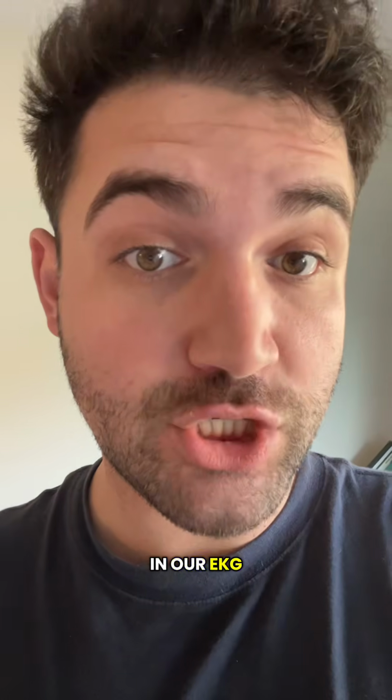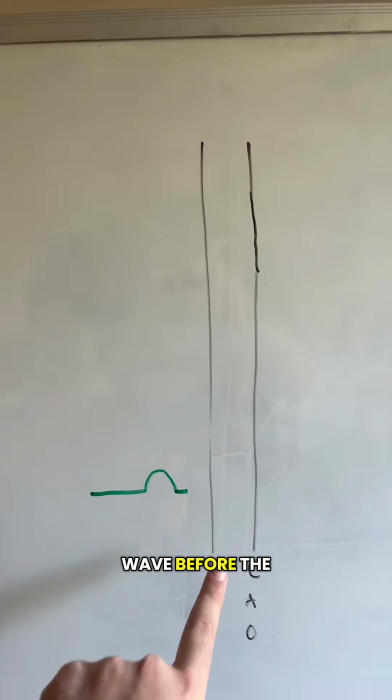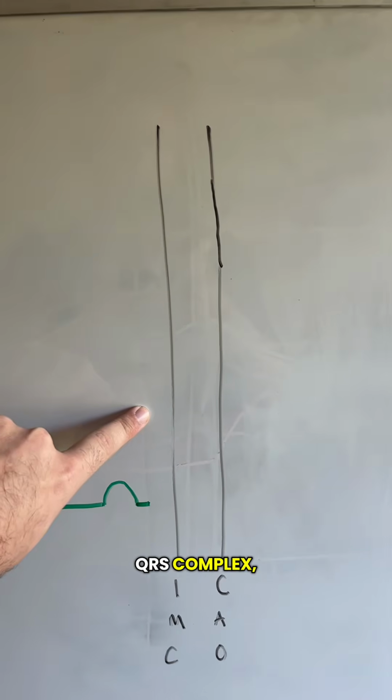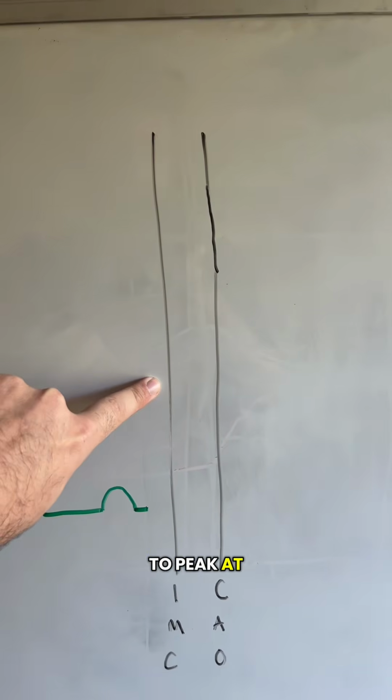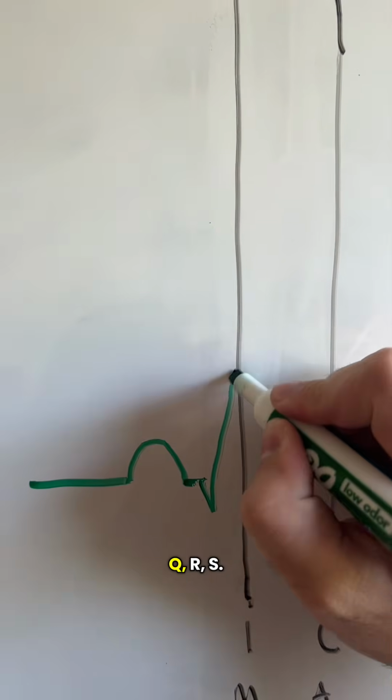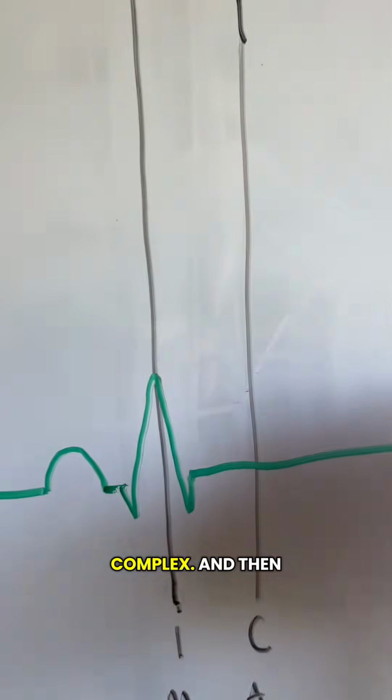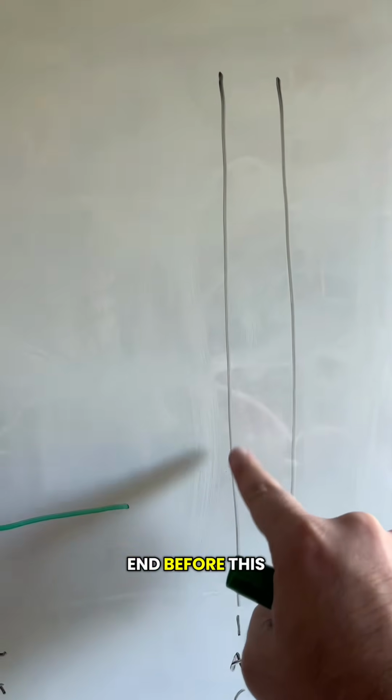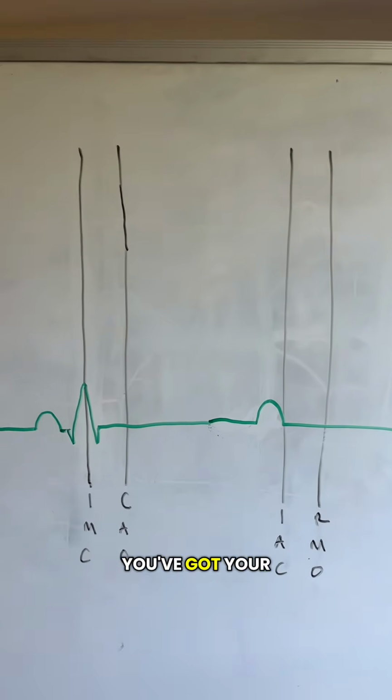Now we add in our EKG waveform. I start by drawing my P wave before the first line. And then when I draw my QRS complex, I'm aiming for my R wave to peak at this line. So you've got QRS, that's your QRS complex. And then my T wave is going to end before this line. PQRST, you've got your EKG waveform.